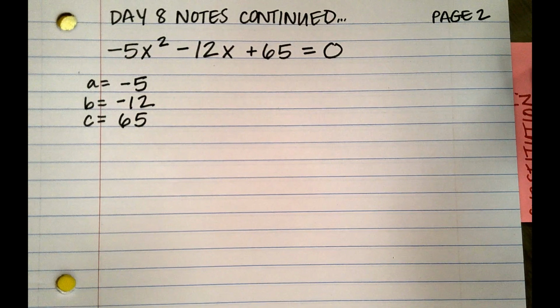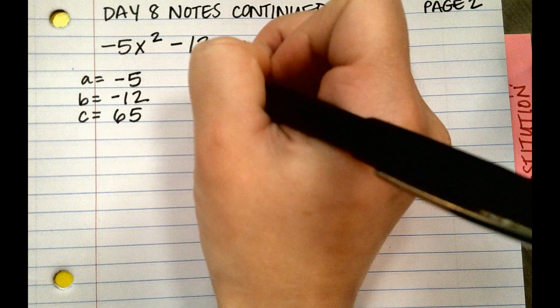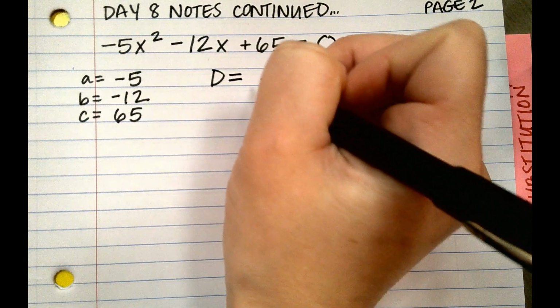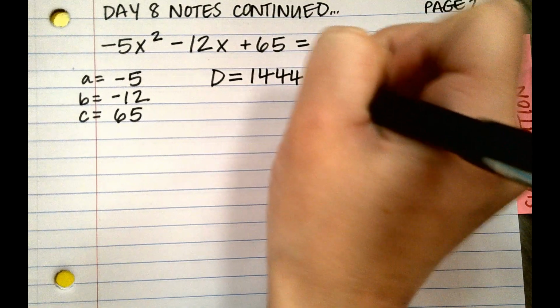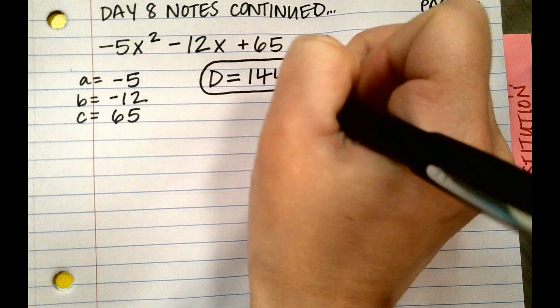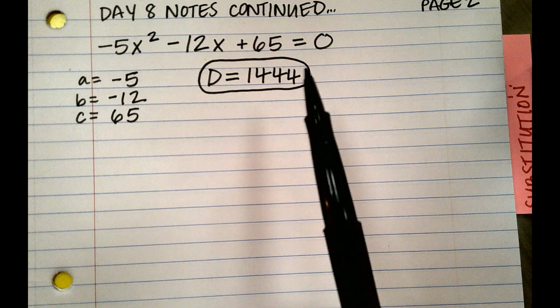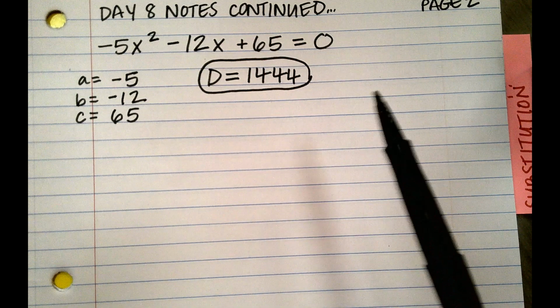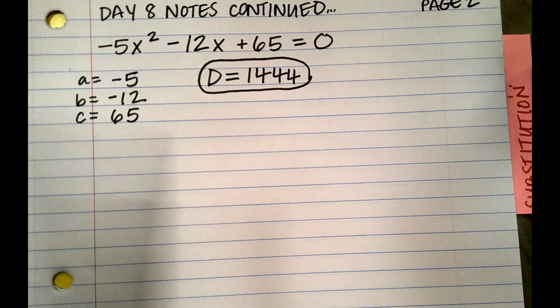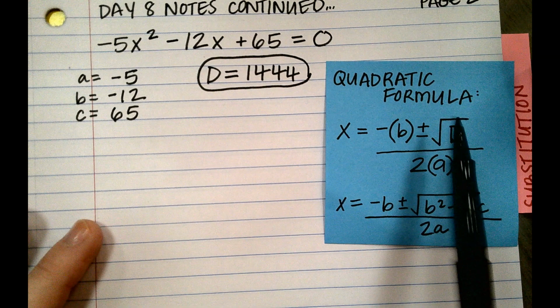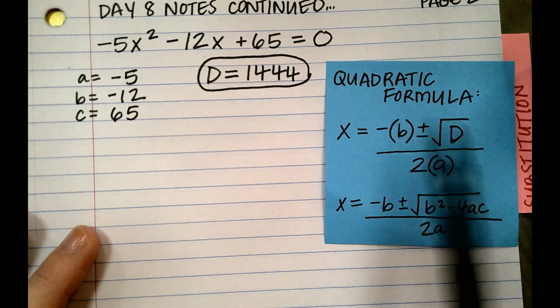Now, we did already find the discriminant on the previous page. What was the discriminant? 1,444. Yes, 1,444. So when you use the quadratic formula, I would recommend you find the discriminant first. Then I would plug in to the simpler quadratic formula.